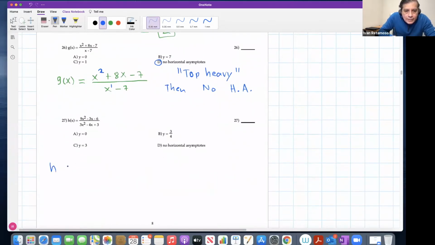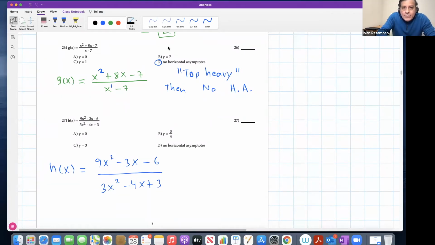Now this one, can anyone tell me on the chat if this is top heavy, bottom heavy, or equally heavy? By looking at these two, 2 and 2. Yeah, I see on the chat. Equally heavy, Julian, very good. Equally heavy, Patricia, very good. You guys made my day. Equally heavy, right? The same degree, 2 and 2.